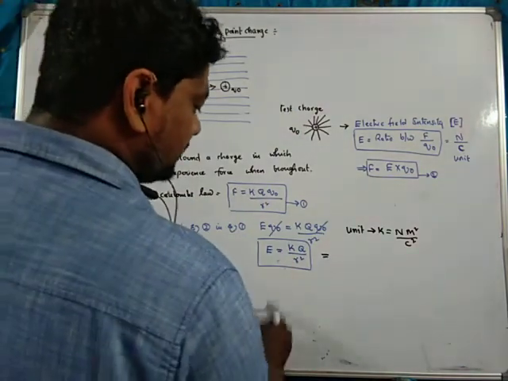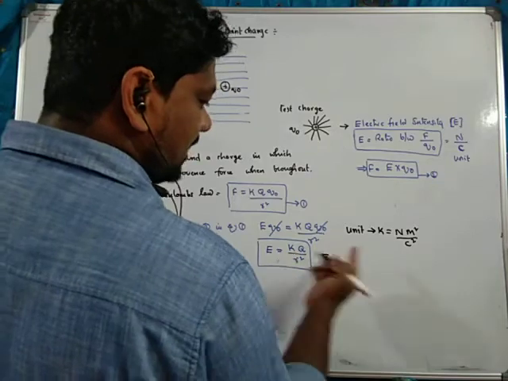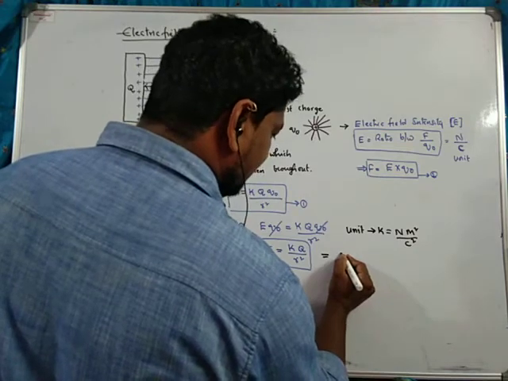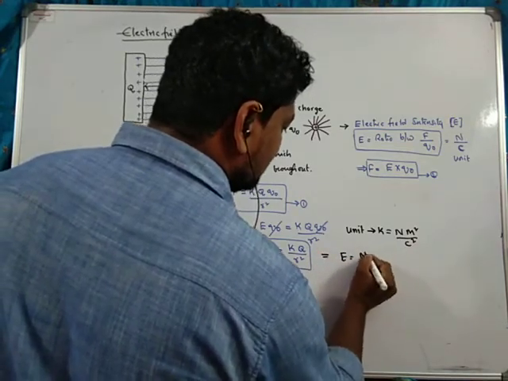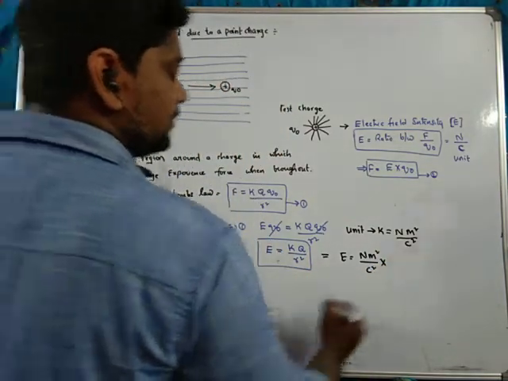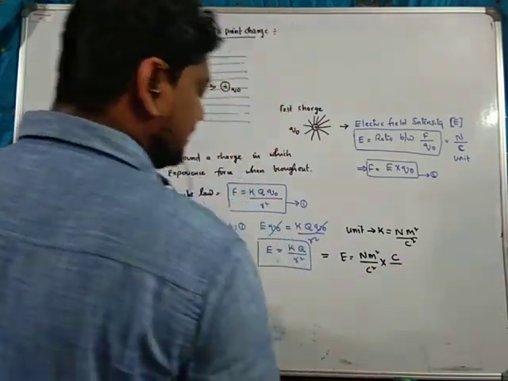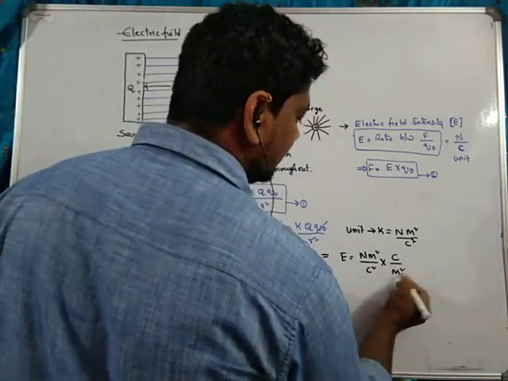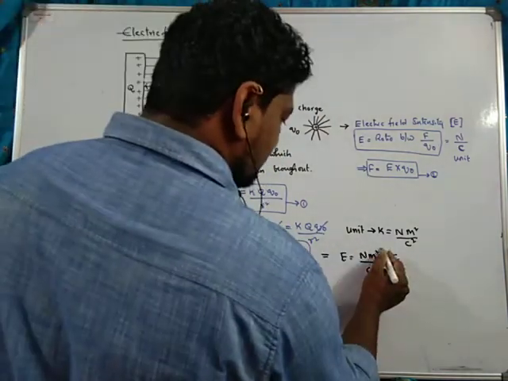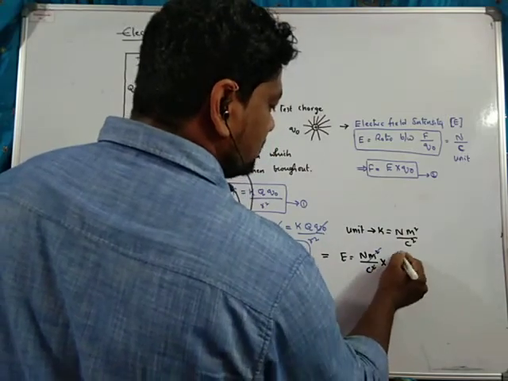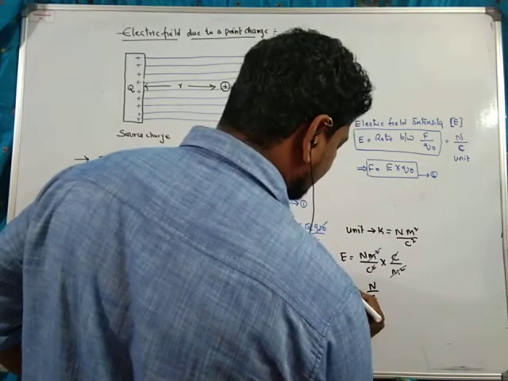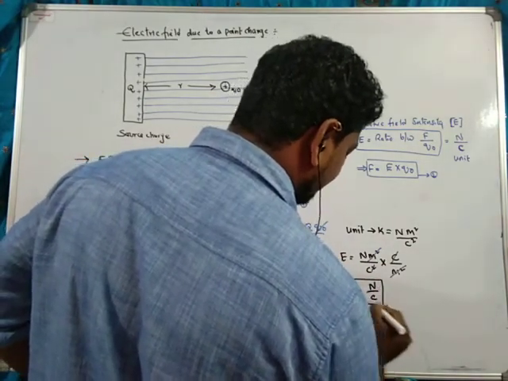Okay, we are substituting those values. So K we have, charge will be in Coulomb, and distance will be meter square. By substituting those values, the E unit will be K, Newton meter square per Coulomb square, into the unit of charge, which is Coulomb, divided by the distance, meter square. So meter square will be cancelled, Coulomb will be cancelled. Again we will get Newton per Coulomb. This will be the unit of electric field.